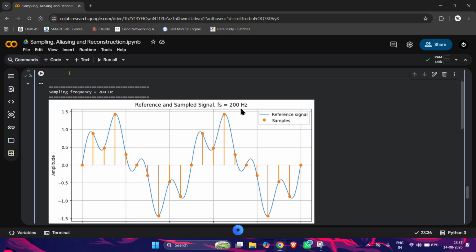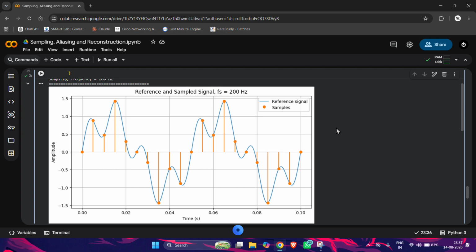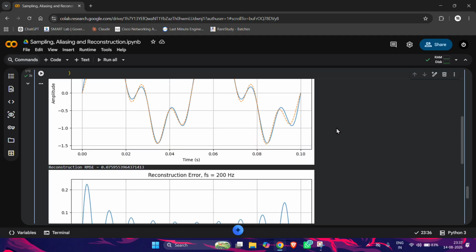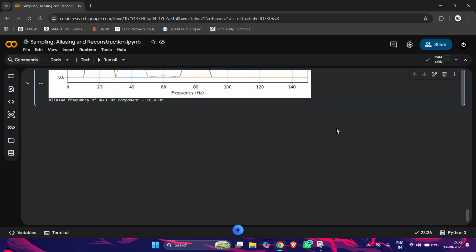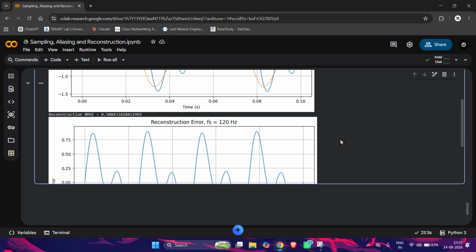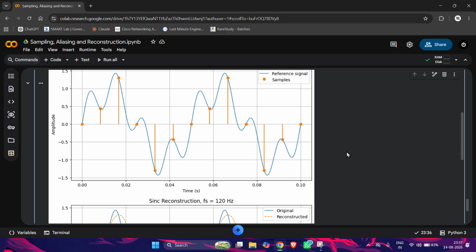And the three cases are 200, 160 and 120. The 200 is the above Nyquist rate case, 160 is the equal to Nyquist rate condition, and the 120 is the below Nyquist rate condition, as you can see. And here also, I have drawn the reconstructed error graphs for better visualization.